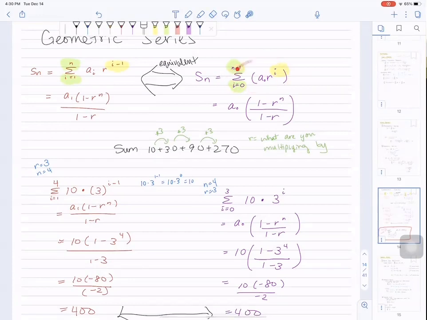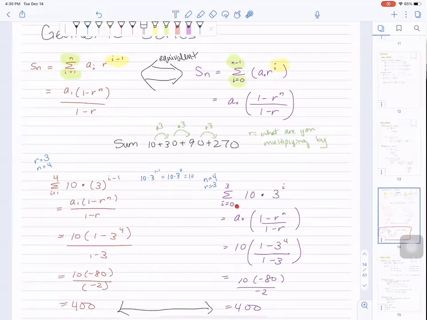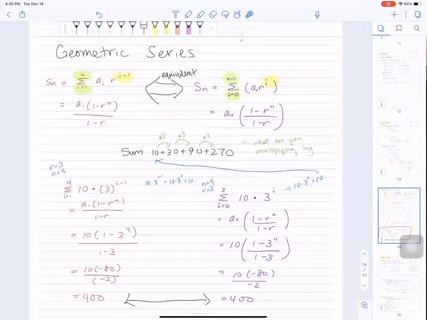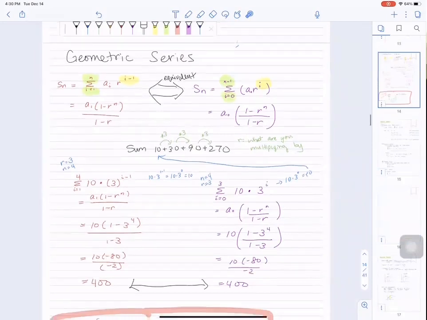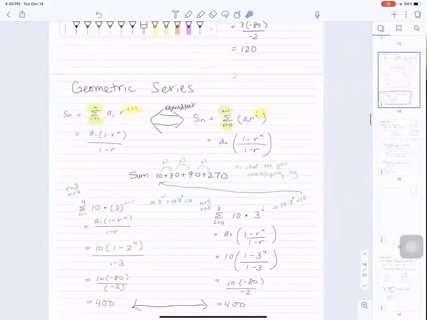But what if we wanted to write it in the purple way, where we just have 3 to the i? Well, then when you find your first term, you're plugging in 0. So your first term would give you 10 times 3 to the 0, which is 10. And that does indeed give you your first term. So however you write your sequence, you can always double check that you're writing it correctly by plugging in i equals 0, 1, etc., and making sure that you get your correct sequence. Based on that formula, you can work out the sum, and you should get the same thing. So both ways work. Any questions on finite series?